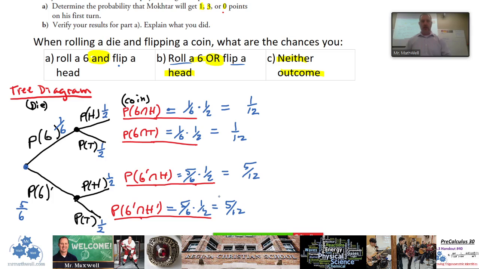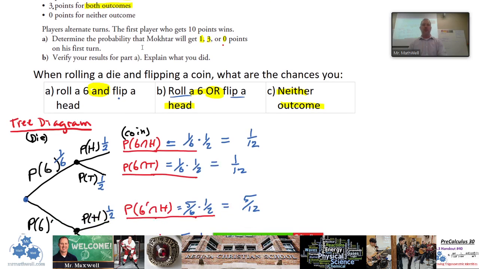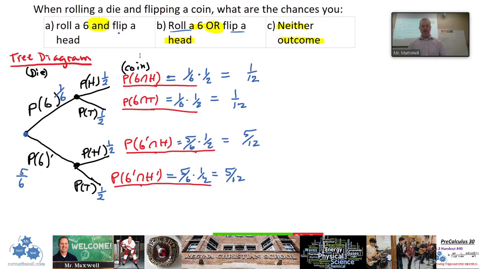All right. So now we're ready to go with trying to figure out the points here. So let's do 3 points for both outcomes. So where does he get 3 points here from? Oops, wrong pen. So 3 points comes from a 6 and a head, right? That's this one. So what are the chances?